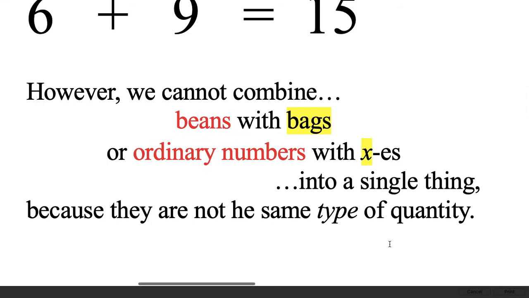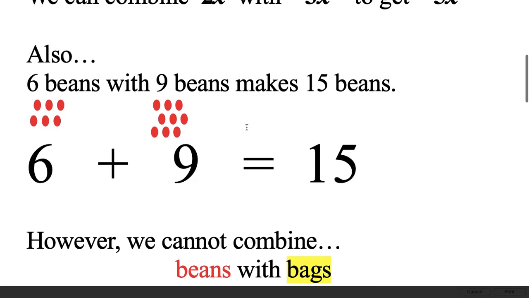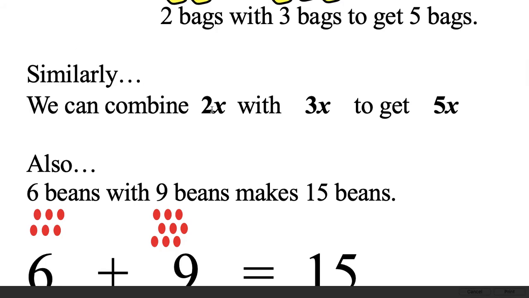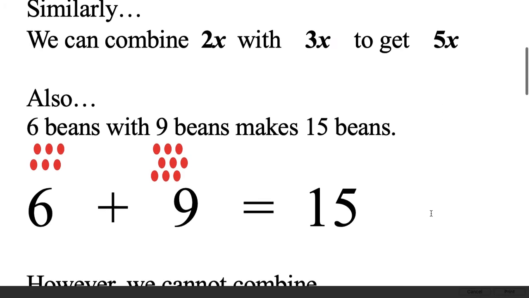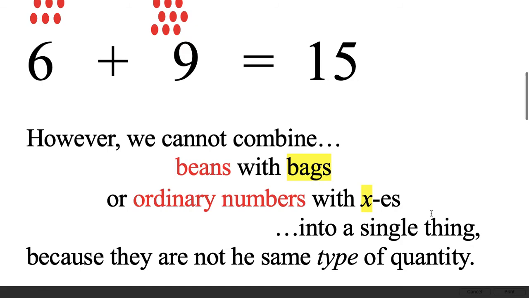So that's analogous to 6 plus 9 equals 15. But you can't mix them up. So you can't combine beans with bags, and you can't combine ordinary numbers with x's into a single thing, because they're not the same type of quantity. So you can combine numbers. 6 plus 9 equals 15. You can combine x's. 2x plus 3x is 5x, but you can't combine the two things with each other.